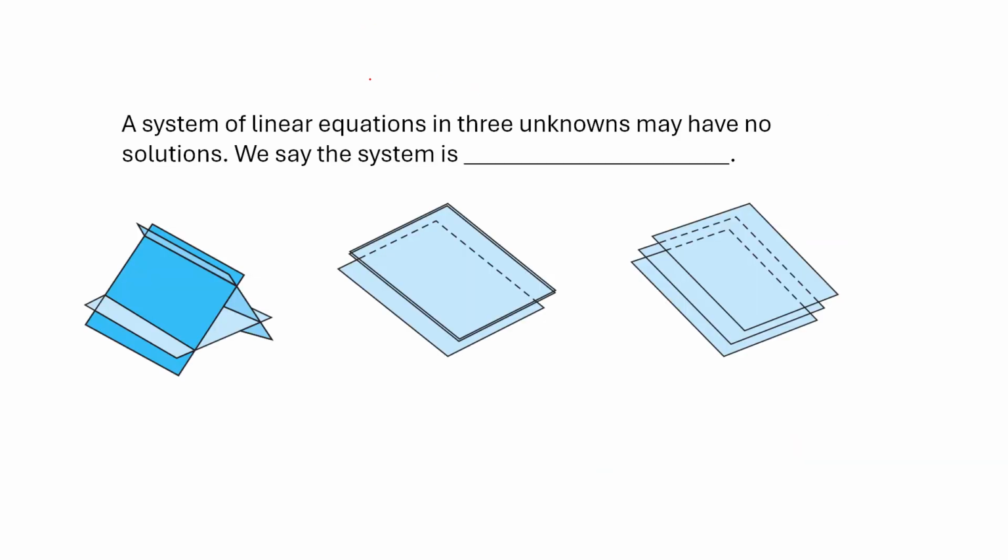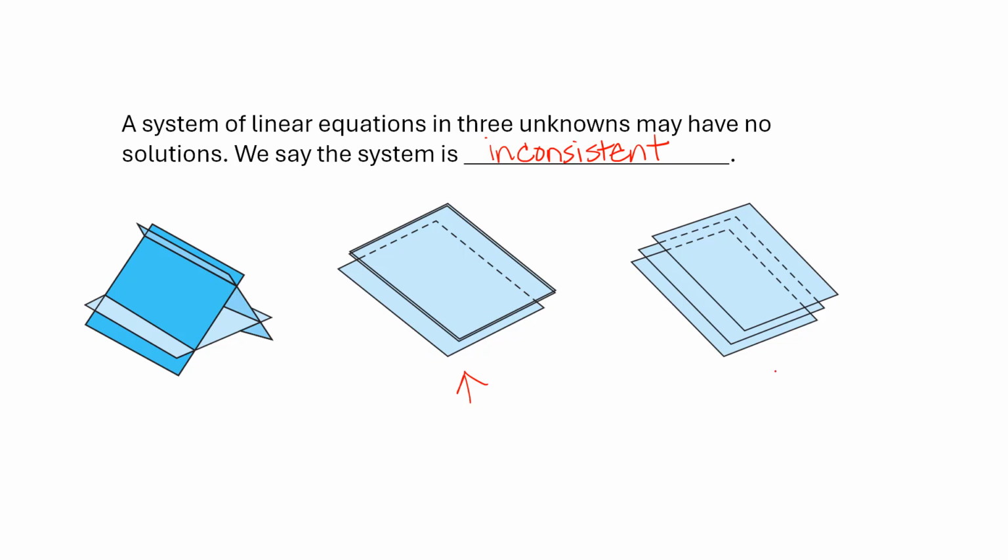All right, a system of linear equations of three unknowns may have no solutions. In that case, we say the system is inconsistent. And this happens graphically when the three planes, that's what the three equations represent, do not all intersect in one point. These three planes don't intersect at all, with all three of them not intersecting each other. And then the second situation here is two of the planes are exactly the same, and then the other plane is parallel to that plane, so they don't even touch.